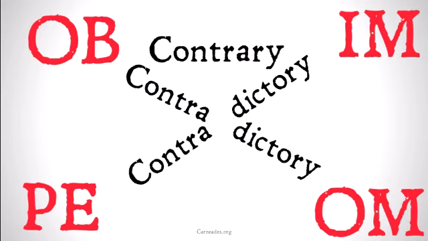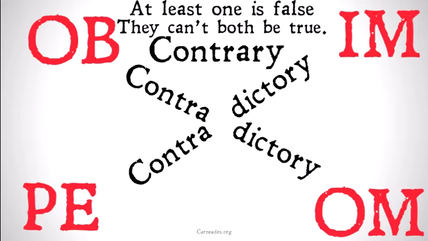We're also going to have a contrary relation between obligatory and impermissible. That means at least one is false. They can't both be true, but they could both be false in the case of something being optional.